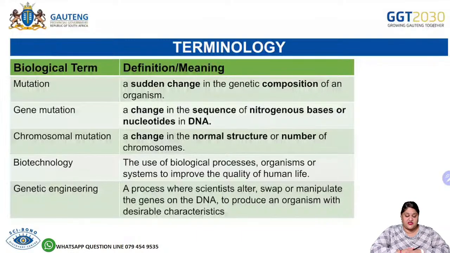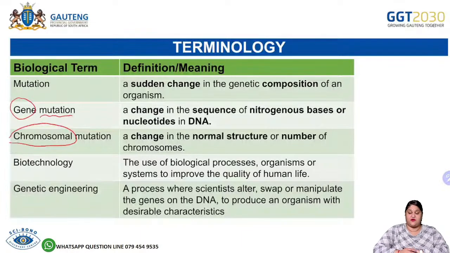For this section, you need to know what a mutation is: it's a sudden change in the genetic composition of an organism. And then you get two different types, a gene mutation and a chromosomal mutation. Let's break the word up. You already know the mutation is a sudden change in the genetic composition, right? The gene part refers to the change in the sequence of the nitrogenous bases or the nucleotides in DNA. And the chromosomal mutation is also a change, but this is when you have a change in the structure or the number of the chromosomes.